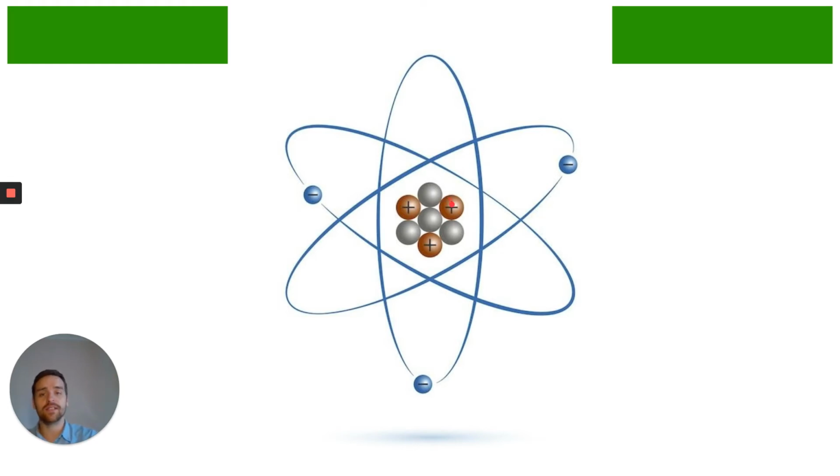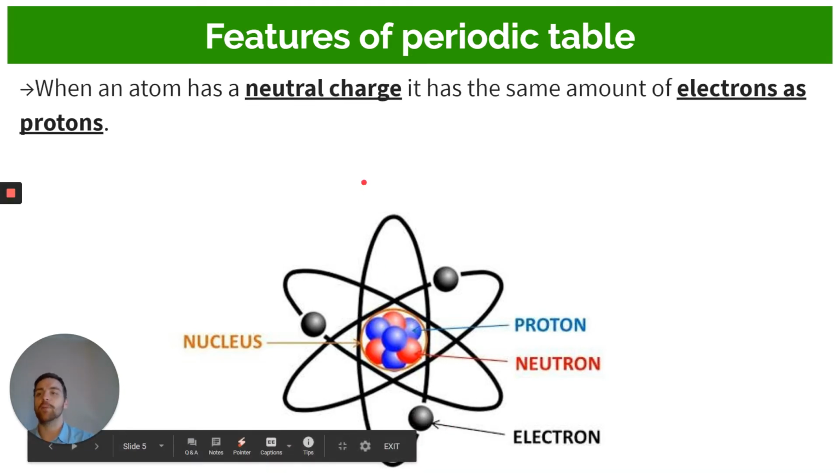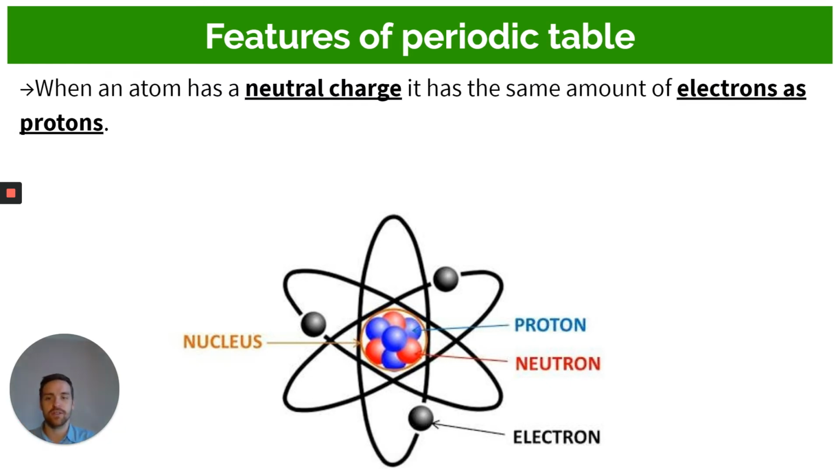All you need to know right now is that the center bit in an atom is called the nucleus. It's made up of positive protons, neutral neutrons, and on the outside are negative electrons. Okay, let's get going. Here protons are blue, neutrons are red, electrons are grayish black. So when an atom has a neutral charge, it has the same amount of electrons as protons. For every positive proton there is an equal number of electrons, and they cancel each other out, meaning that atom is what we call neutral. It has no charge. It's not positive or negative.